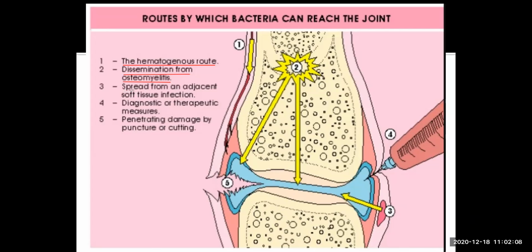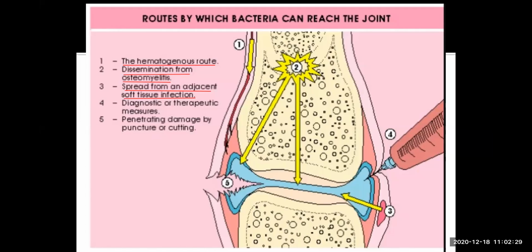It is spread from an adjacent soft tissue infection. This is also contiguous spread of infection, you can say, because the infection is nearby. So soft tissue infection like skin infection, subcutaneous tissue infection like cellulitis, they can go into the joint cavity.